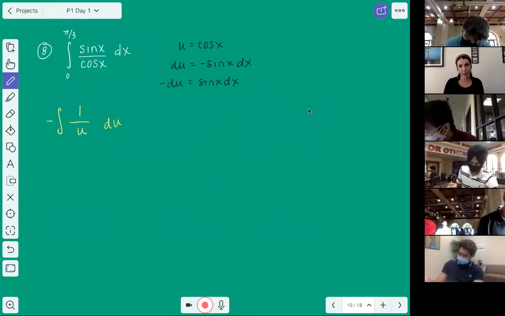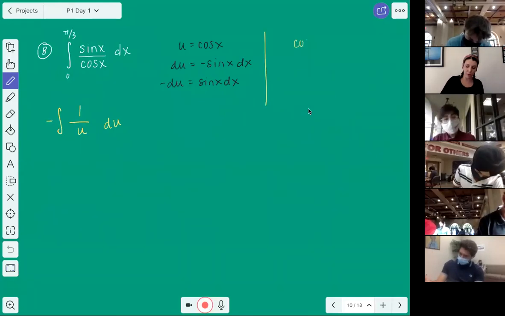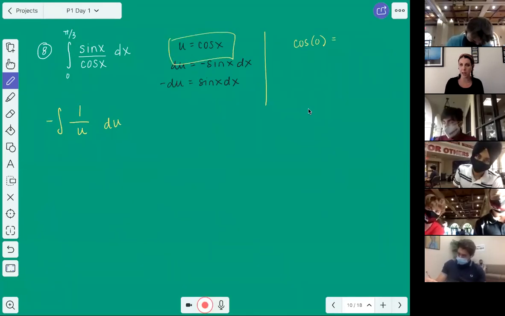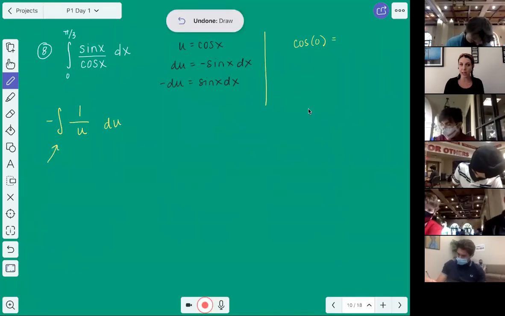Now I have to change my bounds. So again, this is where trig comes in. We've got to know our unit circle. I just went over the unit circle with my pre-calc guys, so there's a video on my channel if that's helpful. Go ahead and watch that. We need to figure out what cosine of 0 is for our bottom bound. Again, we're using the relationship u equals cosine x to figure out what my u bound is that's going to go right here. Right, so all I do is plug that x in.